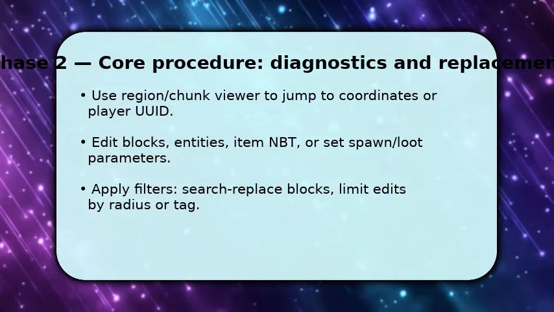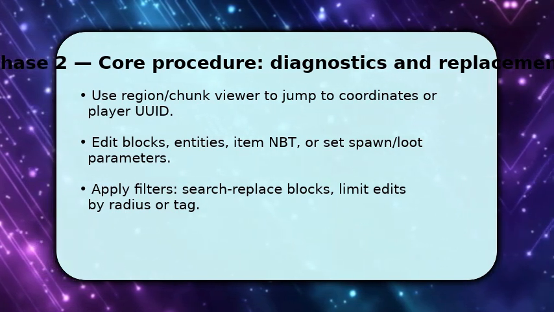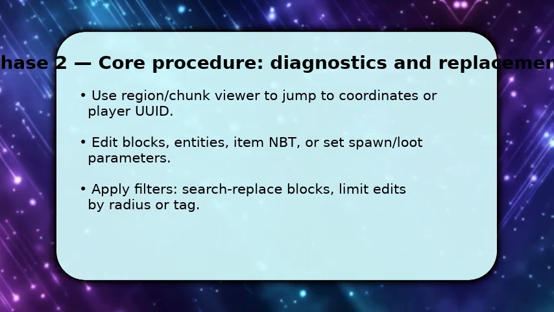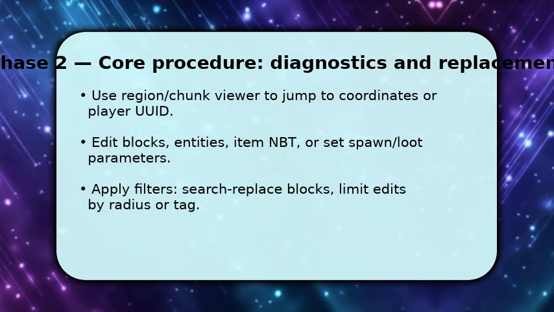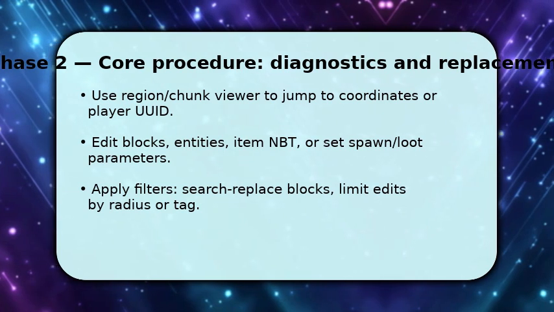Enter coordinates or load a player UUID to center the chunk viewer. Then select the data type: blocks, entities, tile entities, or item NBT, and make targeted edits. For broad changes, use search and replace filters or radius limits so you don't alter unrelated chunks.